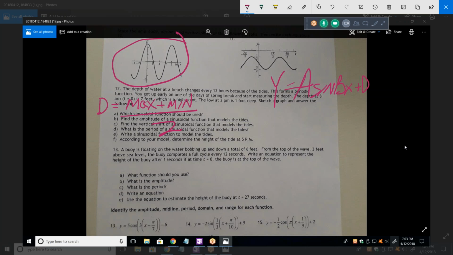What's the maximum? 5. What's the minimum? -5. What is d? What's 5 plus -5 divided by 2? 0. Uh-huh.